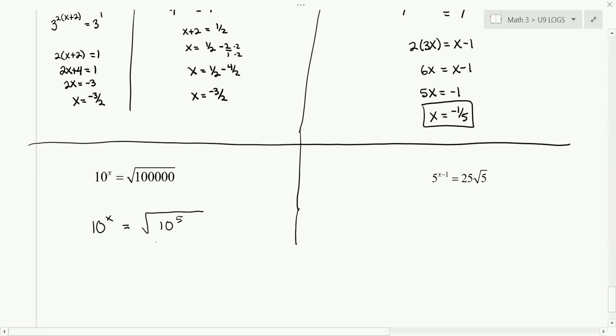Or you could remember this is the same thing as 10 to the 5 over 2. Because 5 is the power, and this is a square root. There's a little invisible 2 here, right? That's your root. And as a fractional exponent, that's the denominator of the fraction. And so then that's a quick way to get to x equals 5 over 2.